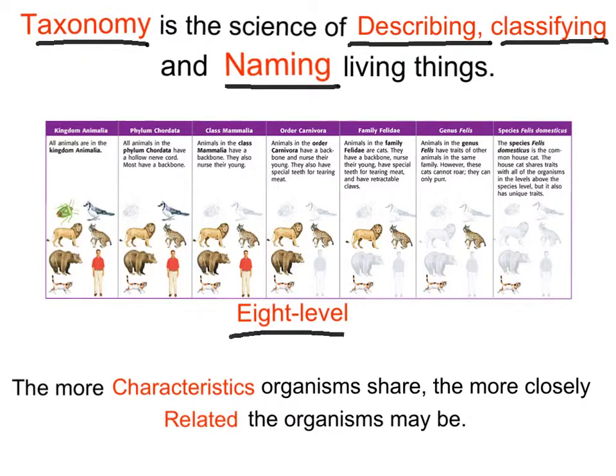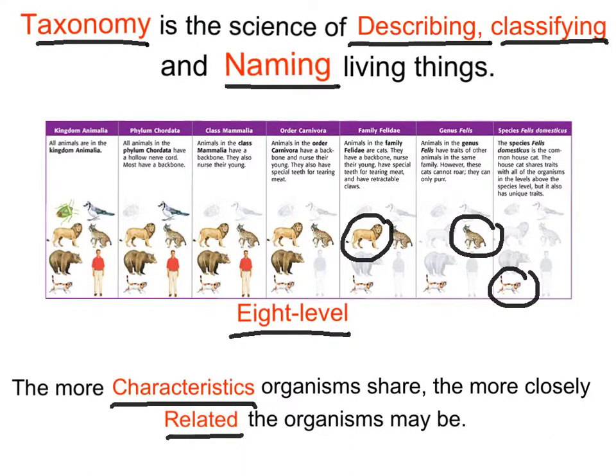Taxonomists use an 8-level system to classify living things, although in this particular example, only 7 of the 8 levels are represented. The more characteristics organisms share, the more closely related the organisms may be. So here we can say that the house cat is more closely related to the bobcat than it is to the lion because they share more characteristics with each other.